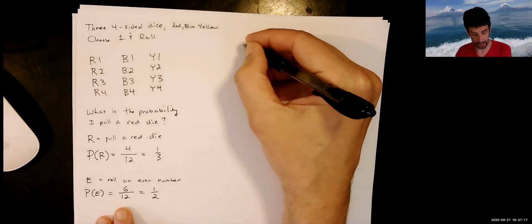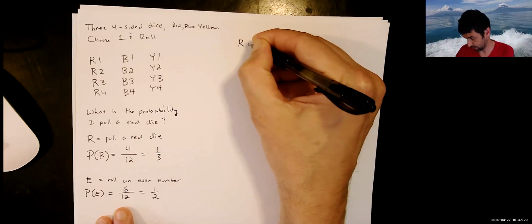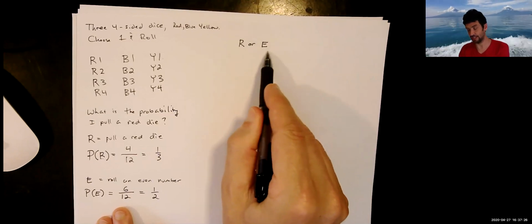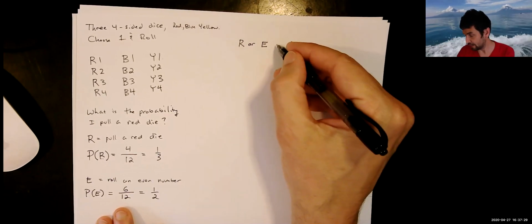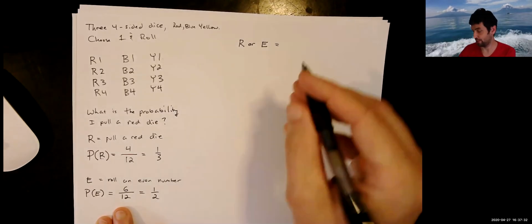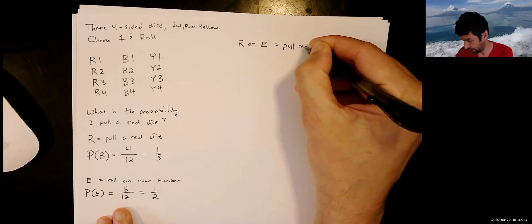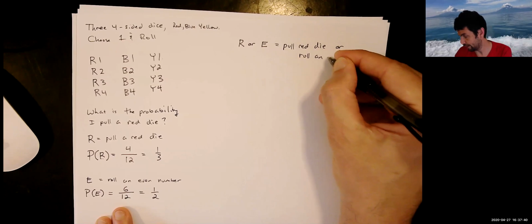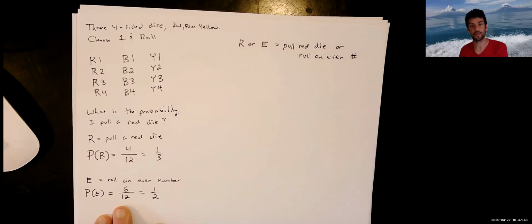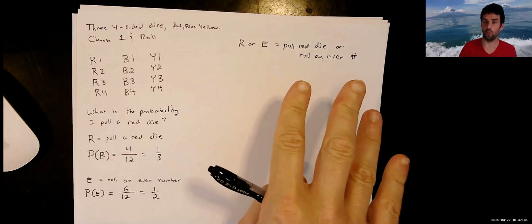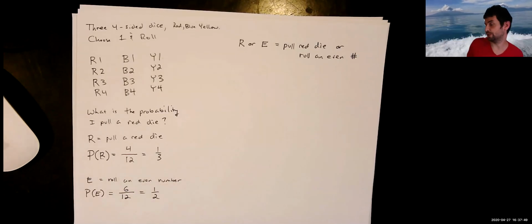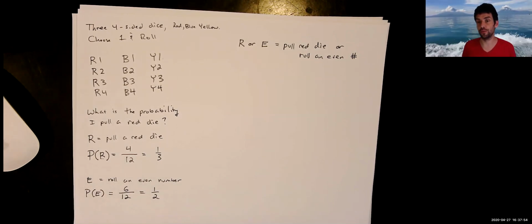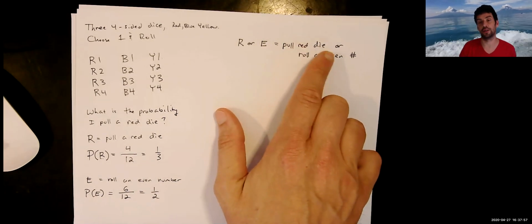So for instance, I can write R or E. Okay, this is a new event, right? It's all of the outcomes that have pull red die or roll an even number. When we use or, we include the times that both of these things happen. Okay, so it's not only one of them happening. It's either of these things happening or possibly both.